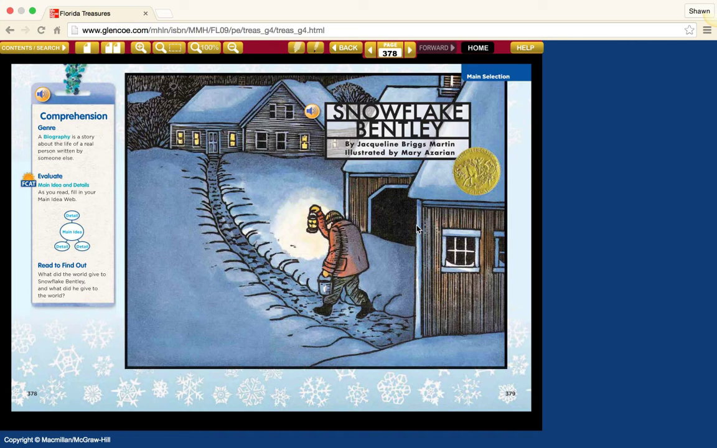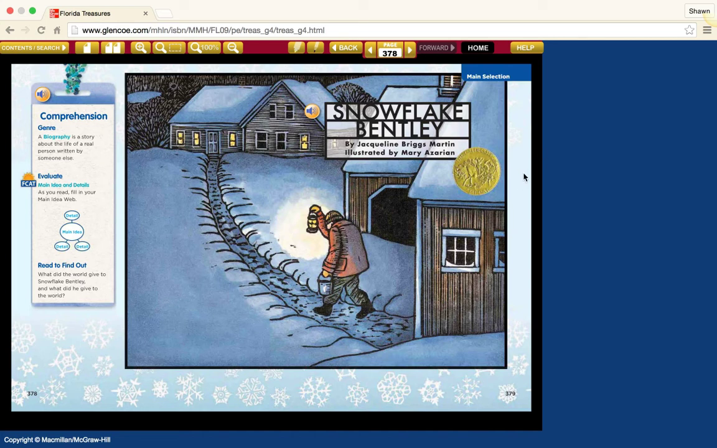So I wanted to read you a story called Snowflake Bentley, and I know that some of you have probably heard this story before. Maybe it was read to you in kindergarten or first grade. If not, it's a great book if this is the first time.